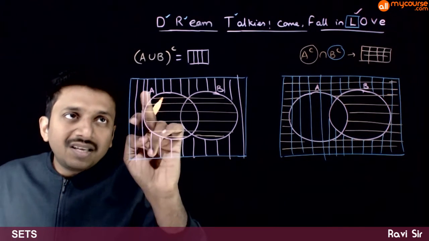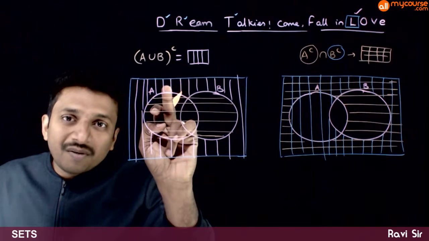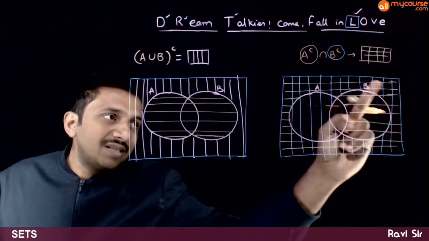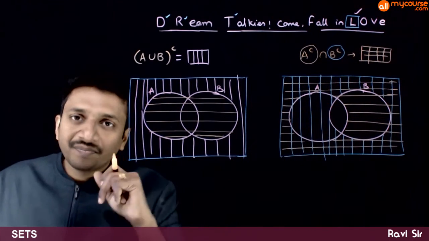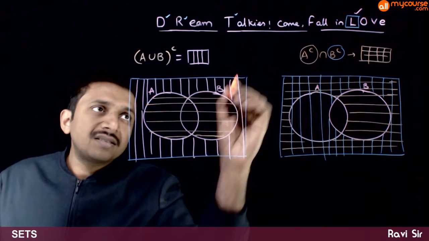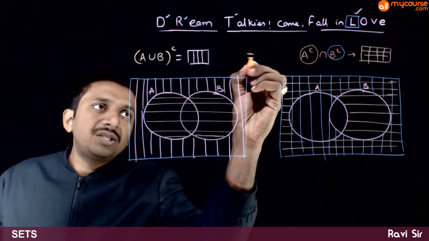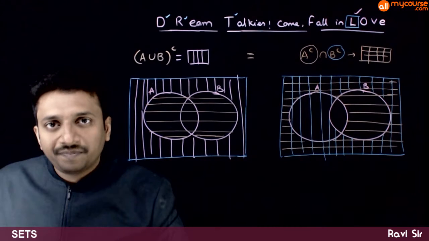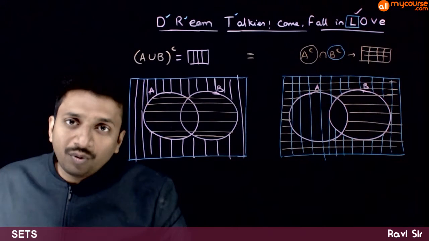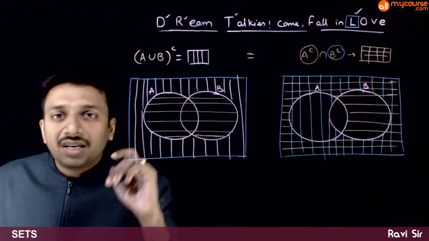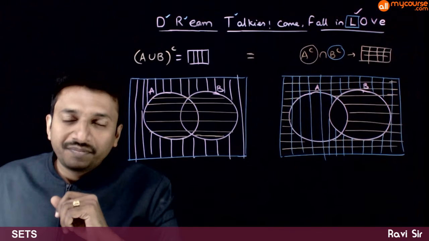Do you clearly see that the portion represented by vertical lines here is the same as the region represented by checks here? Yes. Hence, I say that these two sets are equal. So this is how you prove that two sets are equal using a Venn diagram.